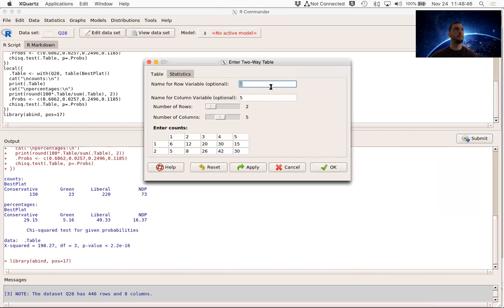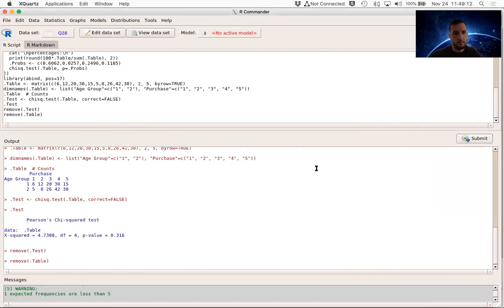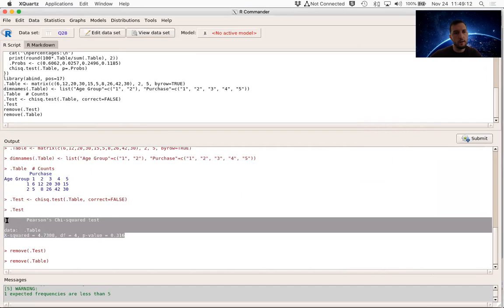Oh, sorry, this is a name. Age group. Purchase. Okay, then we click OK. All right, and you can see that it gives us the outcome of the Pearson chi-square test directly. So that's actually pretty nice.